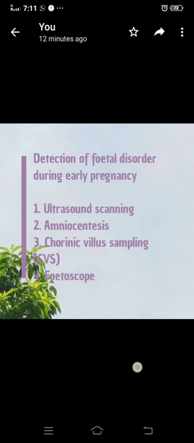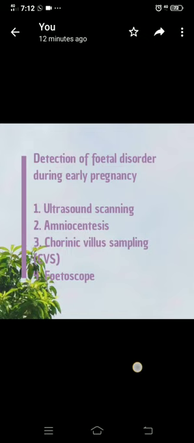The next one is chorionic villus sampling. Here we collect placenta tissue to find abnormalities of the fetus. Okay, the last technique is fetoscopy.